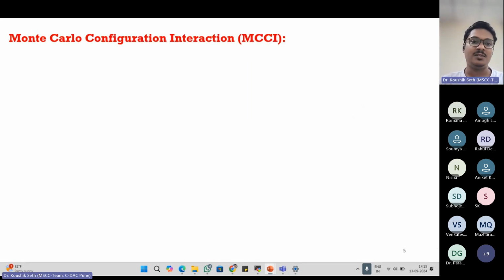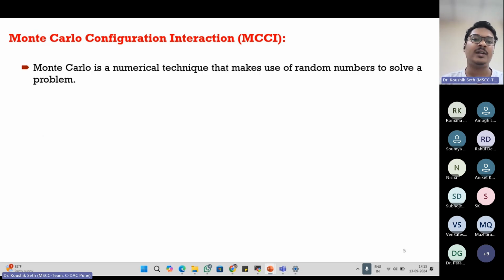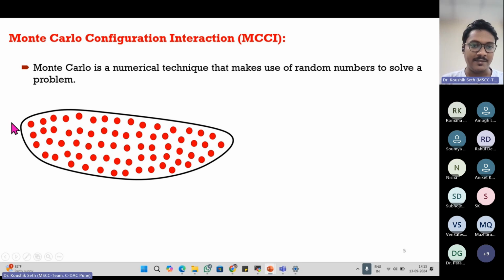For that purpose, we use Monte Carlo configuration interaction. This is the heart of our whole algorithm, the Monte Carlo. So what is Monte Carlo? Monte Carlo is a numerical technique that makes use of random numbers to solve a problem. Here is the same configuration space, but we don't know a priori which configurations are important and which are unimportant. Unless we calculate the whole thing, we are not able to get that. For that, we use Monte Carlo.